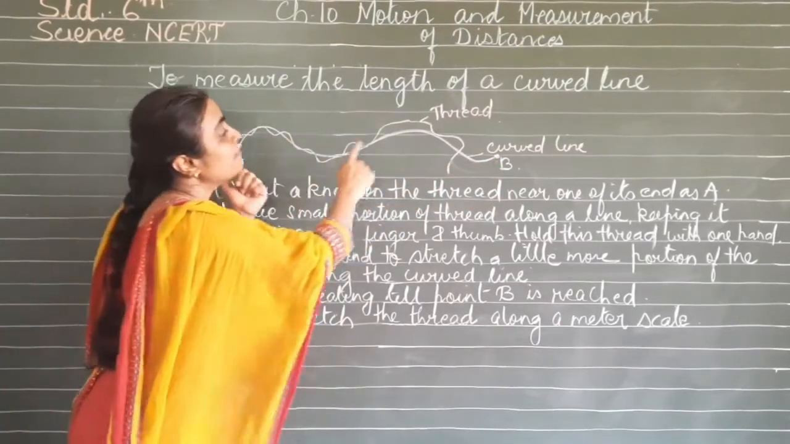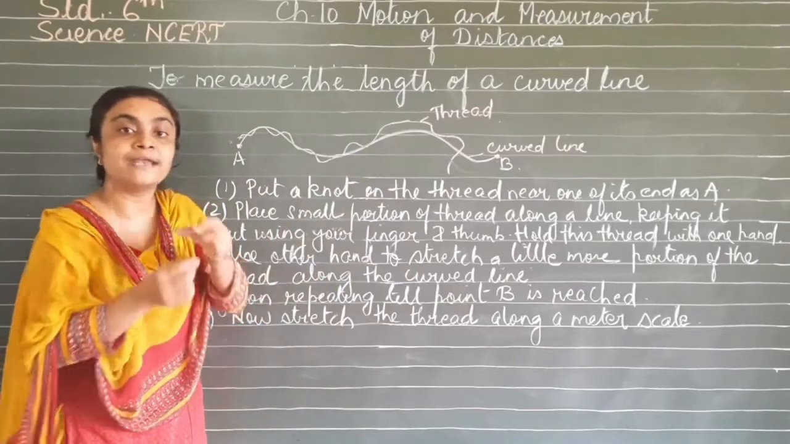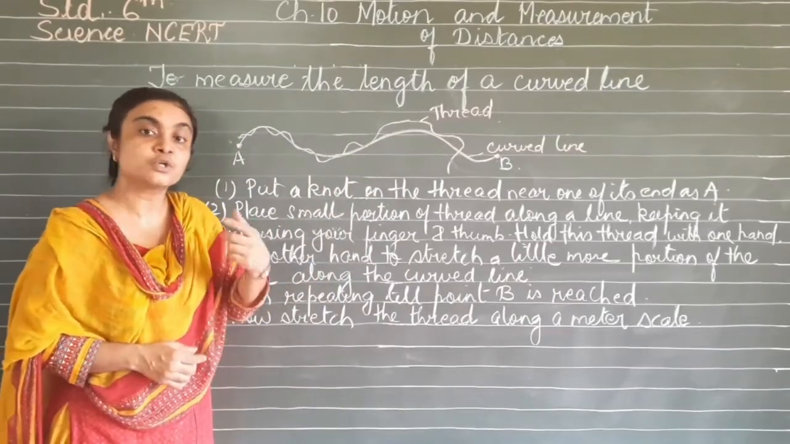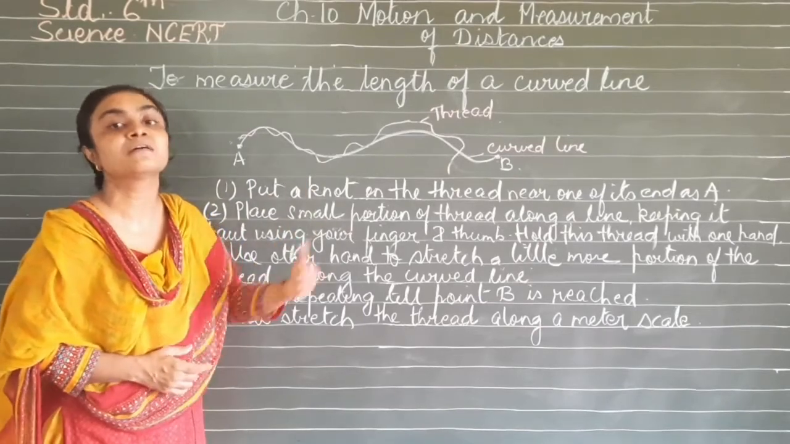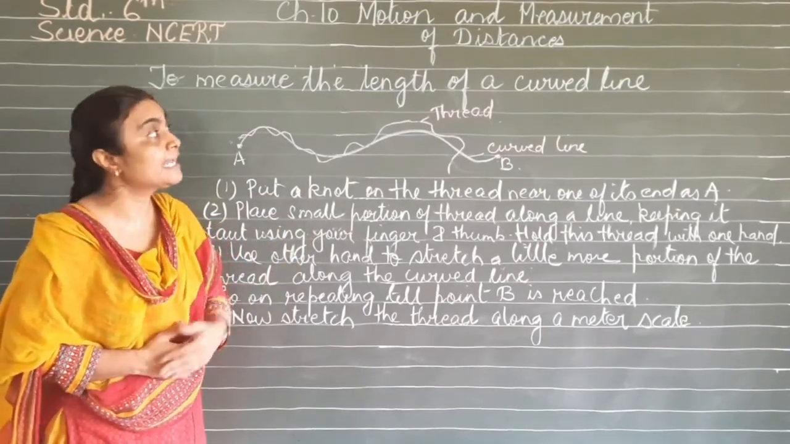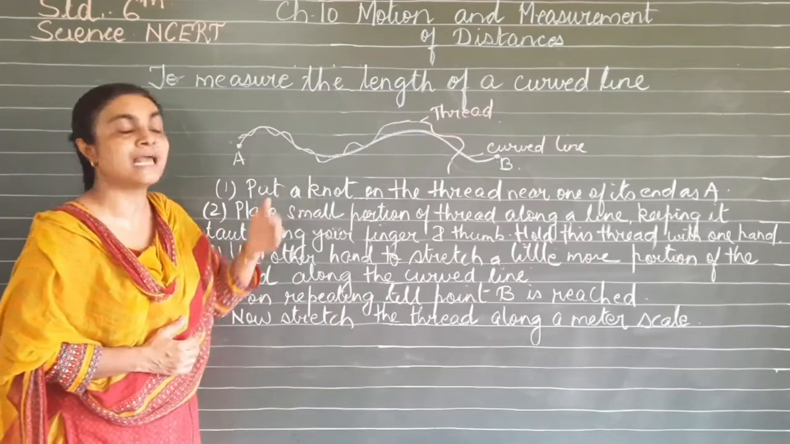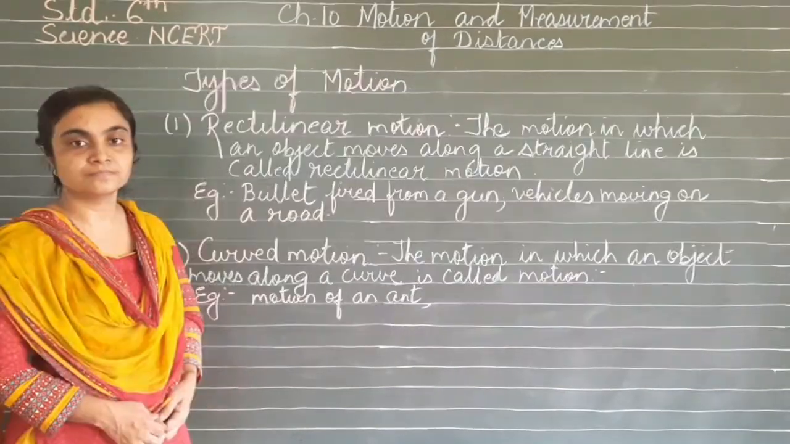So I will get the measurement of the curved line and I will use a meter scale. So whatever the scale measures, that will be the measurement of the curved line. This way we can take the measurement of the curved line with the help of a thread.